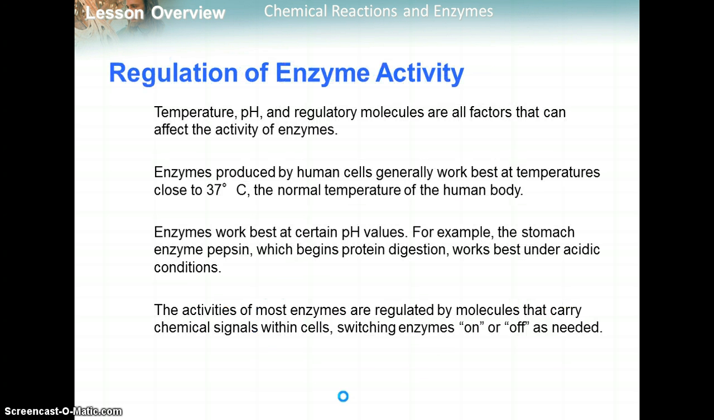So enzymes can be regulated based on the temperature they're at and the pH. Certain enzymes work better at specific temperatures, and there are enzymes that have specific pHs that they work better at. Enzymes in your stomach work better at lower, acidic pHs, whereas enzymes in your small intestine and large intestine work better at pH values that are more neutral or maybe slightly basic. So we're going to talk about pH right now and what exactly that means.